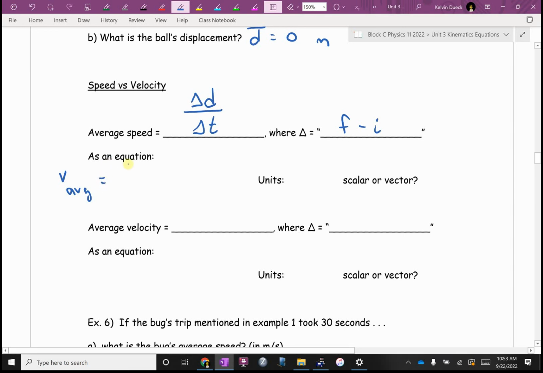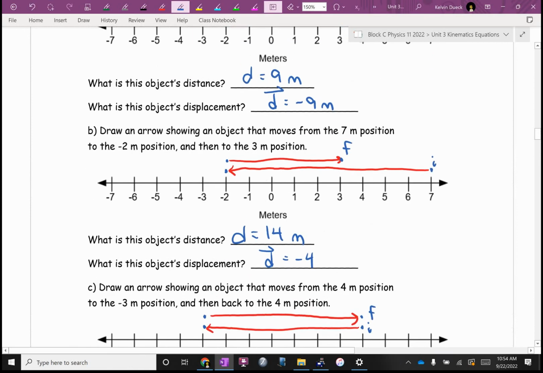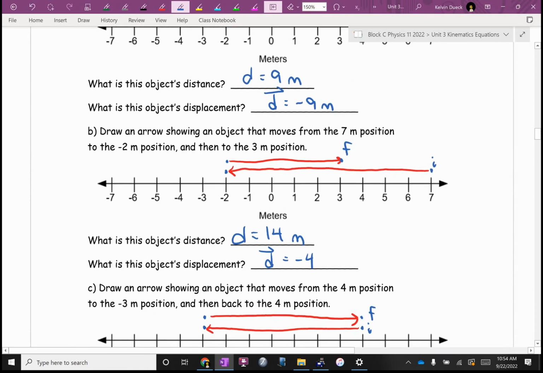Hollis, what's change in anything? Final minus initial. So this is going to be D final minus D initial all over T final minus T initial. Distance and time in particular, because they're always change-ins, to measure a distance, you have to measure two locations and see how far apart they are. You're always doing a final minus initial, whether you realize it or not.